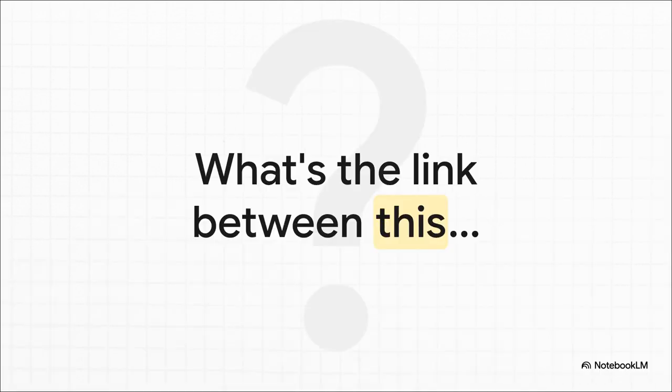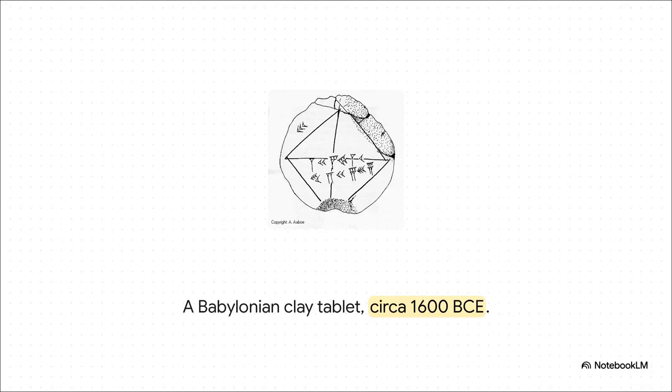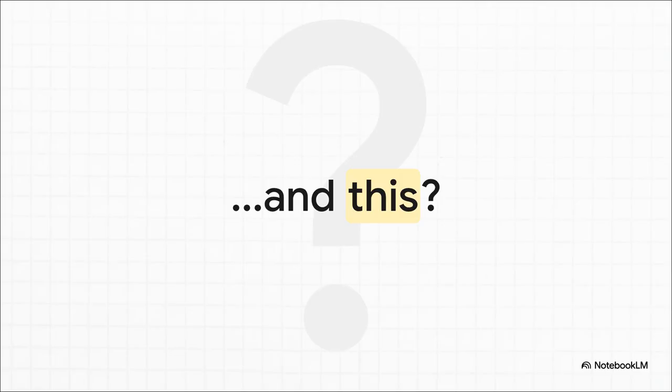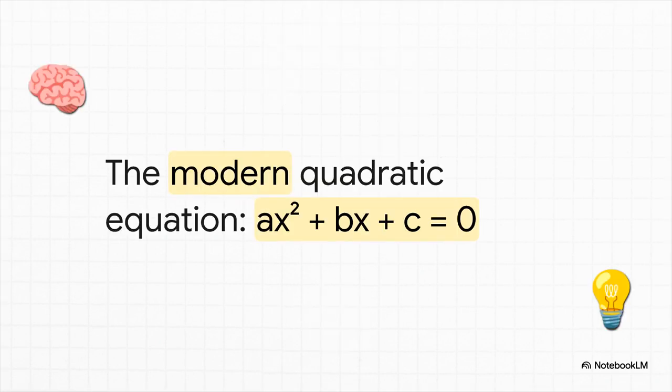First, take a look at this. What you're seeing here is a Babylonian clay tablet. It's from around 1600 BCE. I mean, this is a genuine piece of ancient history, covered in these mysterious-looking symbols. Now, how in the world could that ancient artifact be connected to this? Yep, the modern quadratic equation. That is the mystery we are going to unravel today.